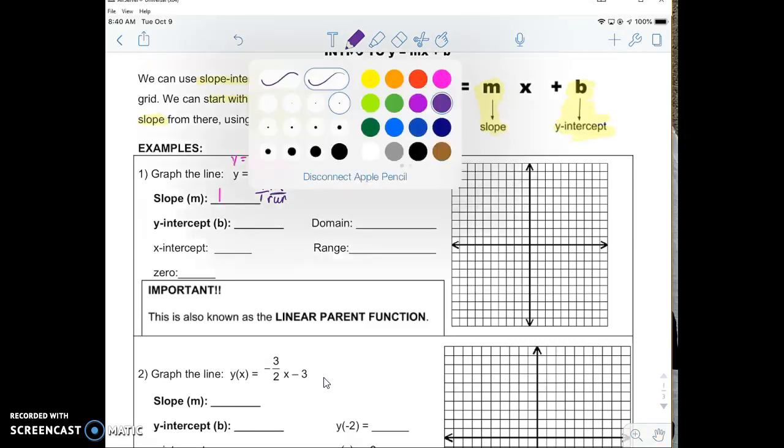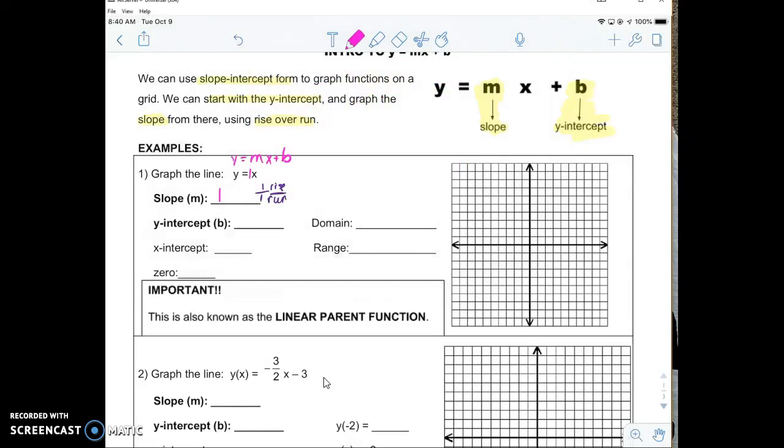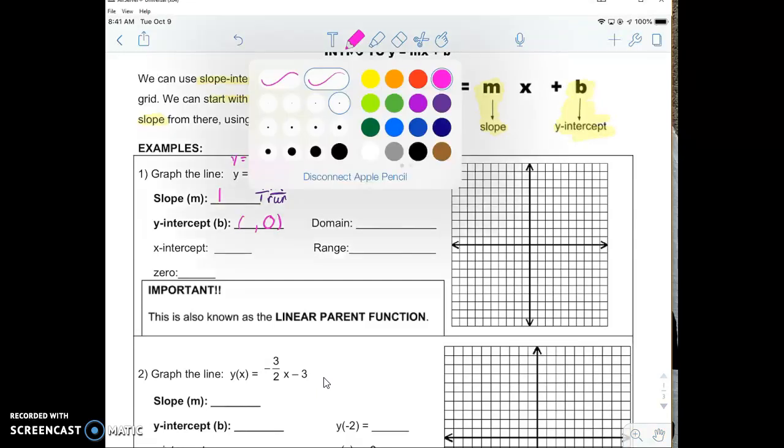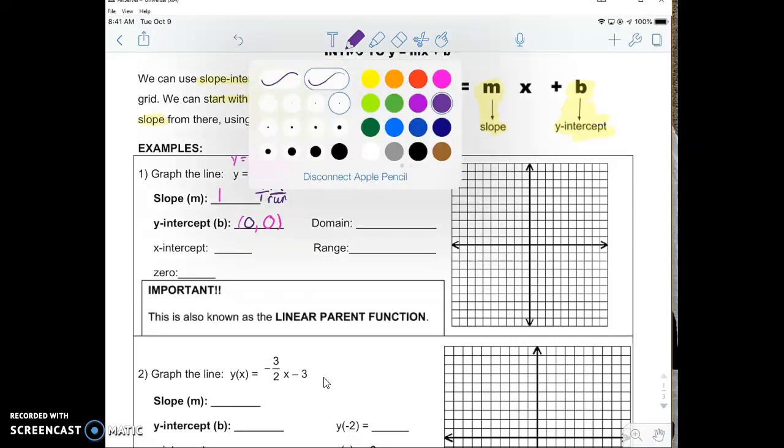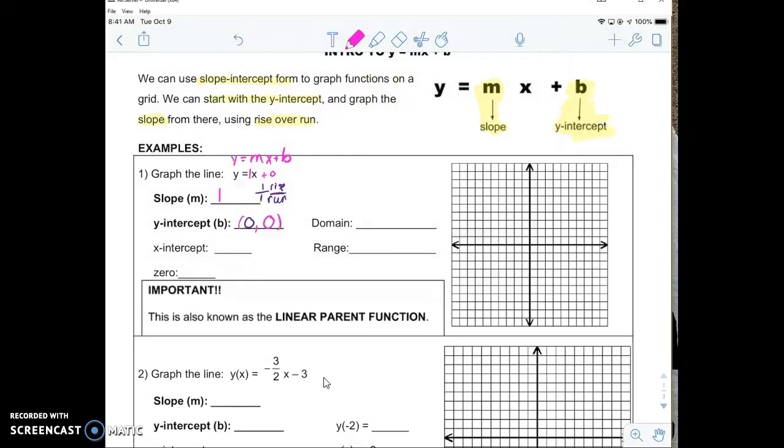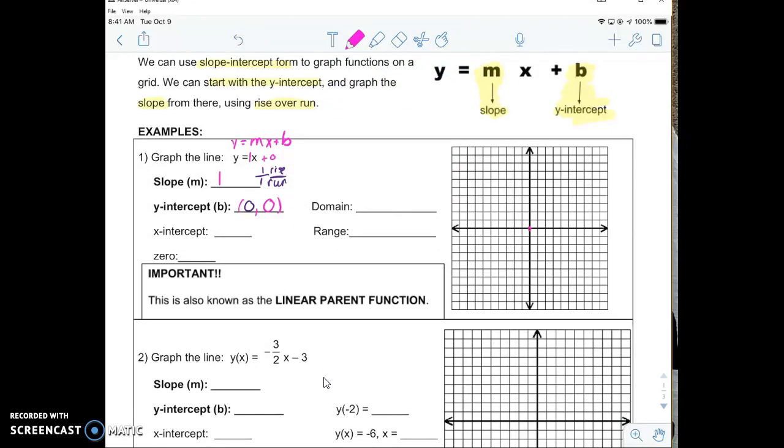My y-intercept, I notice that there's nothing in the spot where the y-intercept should be, so this is the same as having plus 0. This means the y value is 0. And for all y-intercepts, the x value is always 0. So for this equation, my y-intercept is the origin. So I'm starting at my origin, my y-intercept of 0. My slope, rise over run, is up 1 over 1.